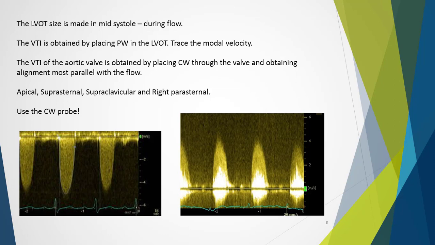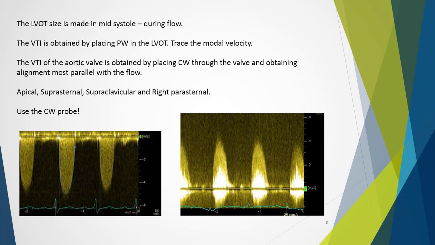The VTI is obtained by placing pulse wave Doppler in the left ventricular outflow tract at the valve level and moving the sample volume backward towards the apex to minimize flow acceleration and remove valve clicks, or basically leaflet motion. Using the machine measurement tool, we draw around the flow, thus capturing the entire range of velocities over a period of time. The velocity time integral of the aortic valve is obtained by placing continuous wave through the valve and obtaining alignment most parallel with the flow.